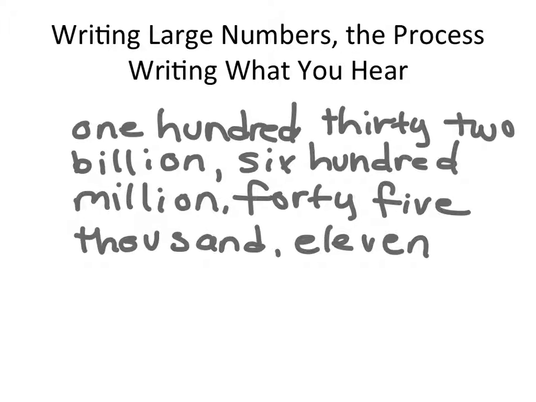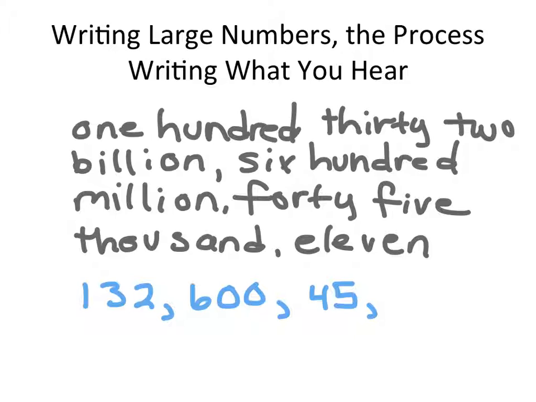So when I read this, here's what I hear. 132 billion. I know that billion is the name of a family, so that means it has to be a comma. 600 million. The number I hear is 600. I know that million is the name of a family, so that has to be a comma. 45,000. Thousand is the name of a family, so that has to be a comma. 11. I hear the number 11.